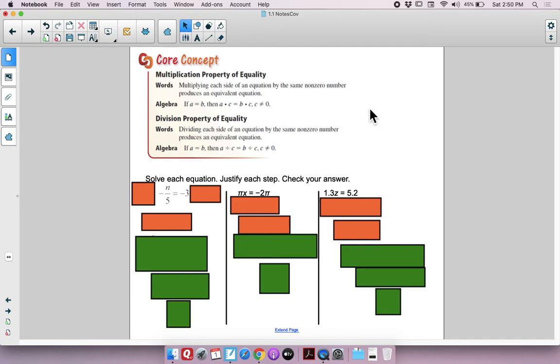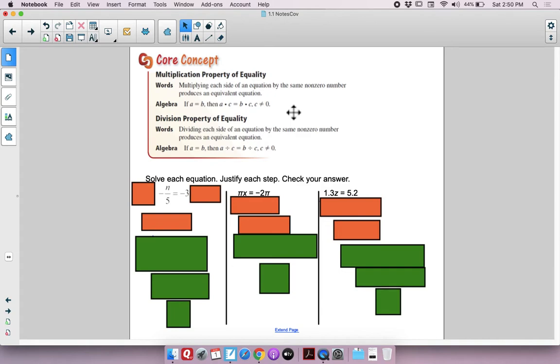Okay, multiplication and division properties of equality. Basically the same thing here. If you have 2 sides of an equation, a equals b, and you multiply a times c and b times the same c, it's going to work. They're going to be equal to each other. Okay. Why do they have c cannot equal 0 here? Think about that. Think about why that would be. And would it really matter?